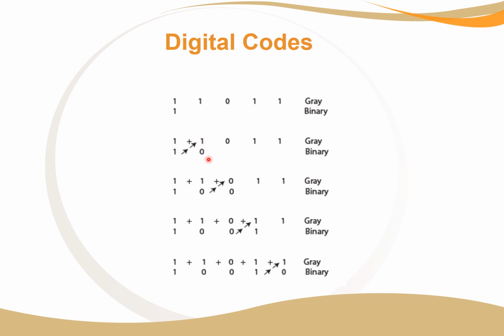1 plus 1 is 0. 0 plus 0 is 0. 0 plus 1 is 1. 1 plus 1 is 0. So we're back to the binary that we had before we made the Gray code.